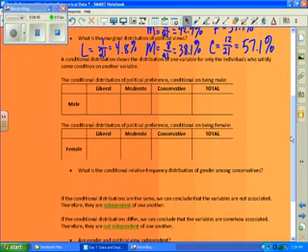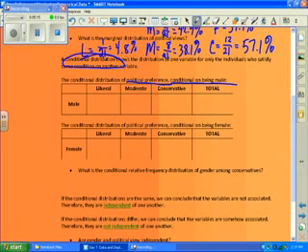Okay. Conditional distribution. Here we go. Conditional distribution. Let's talk about that. Conditional distribution is getting the percentage of something based on another trait. It's conditional on another trait. So we want to find the conditional distribution of political preference conditional on being a particular gender. And in this case, it would be male.